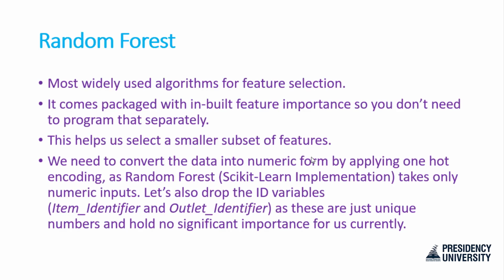Random forest. Random forest is the most widely used algorithm for feature selection. It comes packaged with built-in features, so we did not code it down separately. This helps us to select smaller subsets of features. We need to convert the data into numerical form first by applying one-hot encoding, because random forest, which is a part of the scikit-learn implementation, takes only numerical inputs. We also need to drop the ID variables because they are just unique numbers and hold no significant importance for us in the current process.